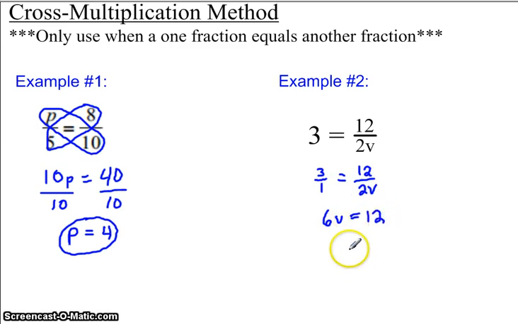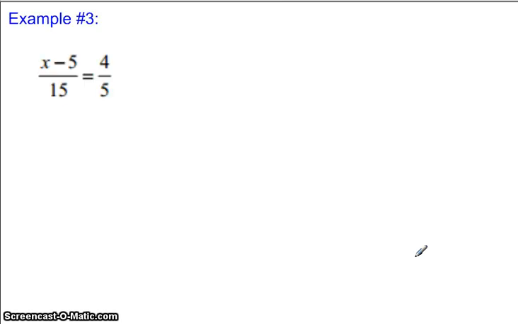You can probably finish this one in your head, but we'll do it anyway. 6v is equal to 12. We'll divide both sides by 6. V is equal to 2. Not bad. Alright, let's do one more example with cross multiplication before we move on. Alright, example 3.